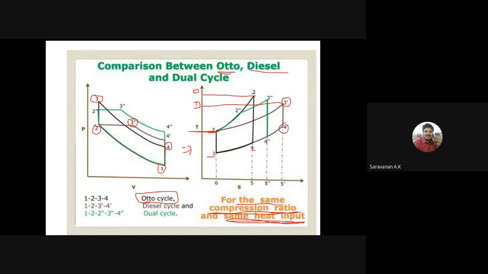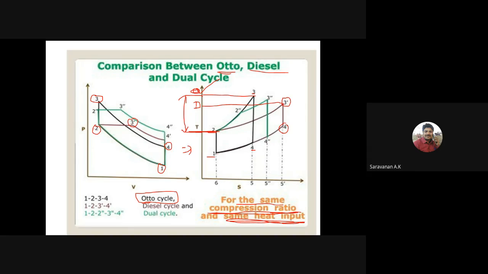The difference between these two temperatures is T3 minus T2 and T3 dash minus T2. Which difference is more? Here the difference is more, and where the temperature difference is more, the efficiency is more. So while comparing the efficiency, the Otto cycle efficiency is more than the diesel cycle efficiency.